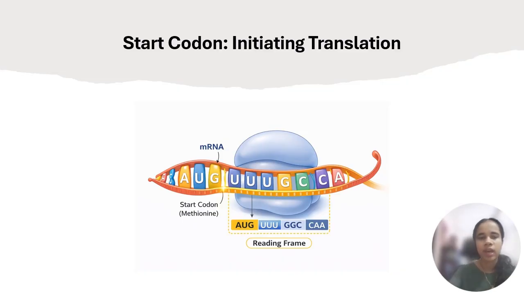Protein synthesis begins at a specific starting point. The starting point is the codon AUG, which acts like the start signal. So it not just codes for the amino acid methionine, but it also tells the ribosome where to begin reading the mRNA. This is important because it establishes the reading frame, which is the correct grouping of codons. Once the ribosome identifies AUG, it starts to add amino acids in the correct sequence. If the reading frame is shifted even by one base, the entire protein can change. So the start codon ensures that translation happens at the right place and in the correct order.